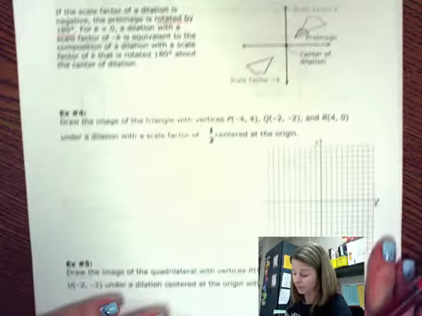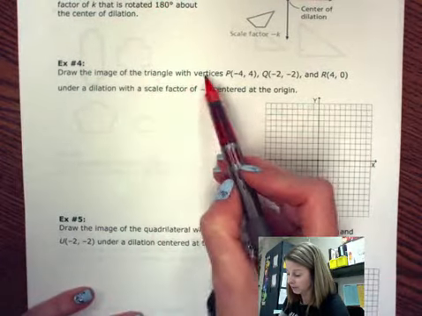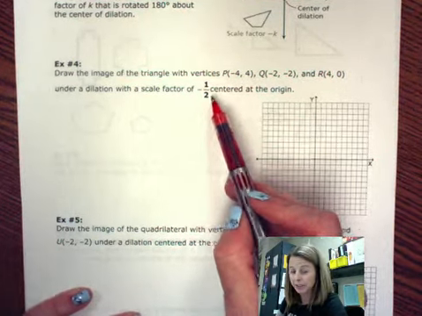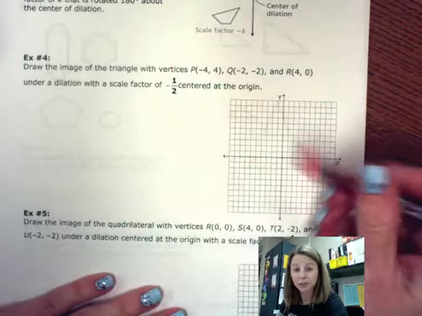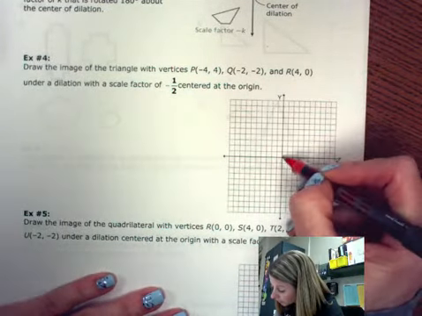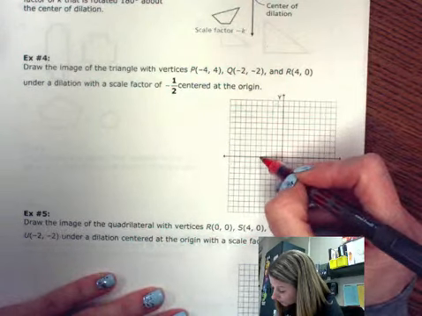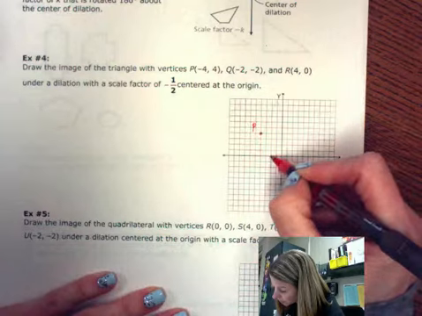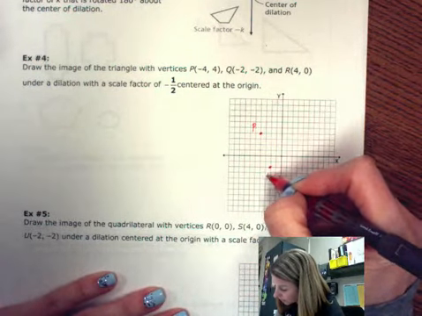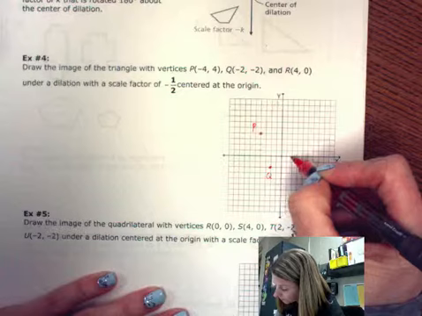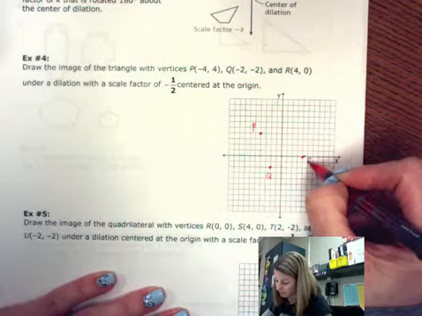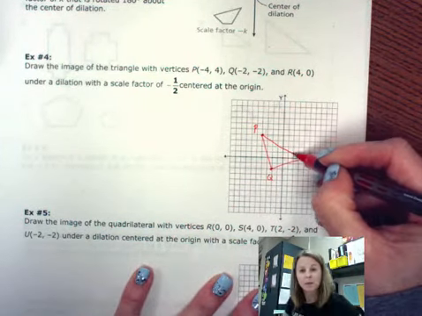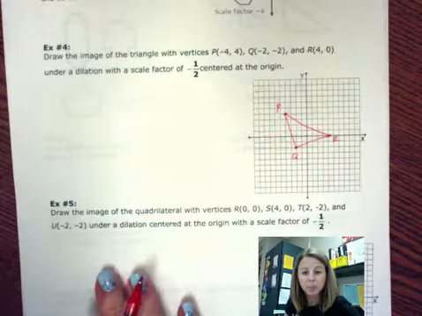So number 4 here, draw the image of the triangle with the 3 vertices under a dilation with scale factor of negative 1/2. So let's first plot it, and then we'll do our ordered pairs and we'll replot it and look at it. So negative 4, positive 4, P, negative 2, negative 2, Q, and then 4, 0. Okay, so double check your triangle matches mine.